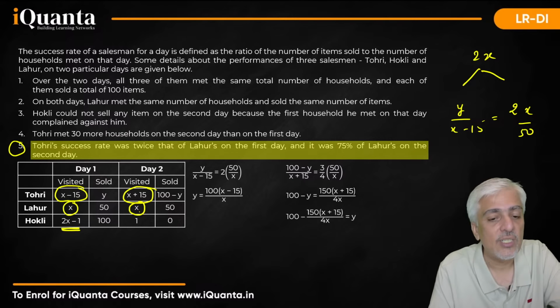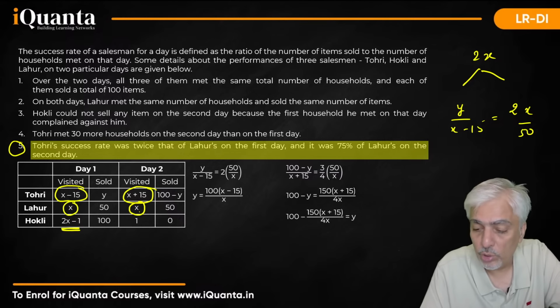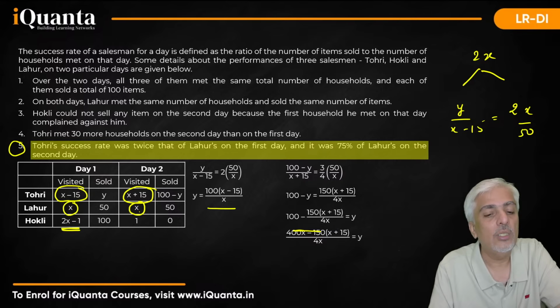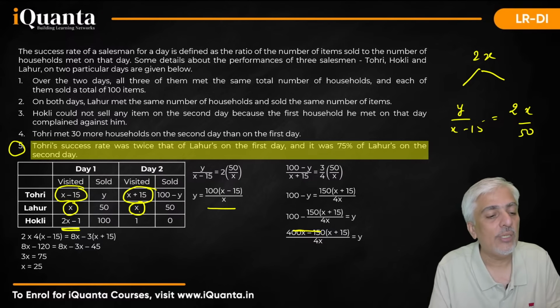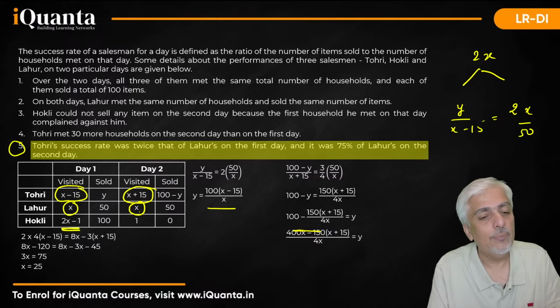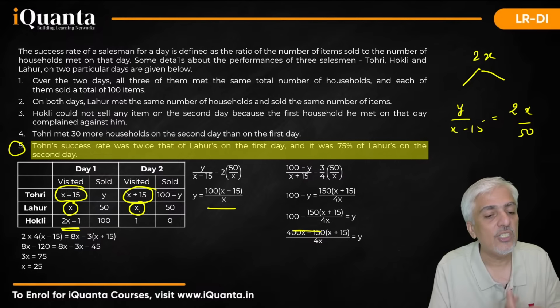We got this equation. Now, equate both the y's. This is also y, this is also y. Equate them both. Obviously, one extra step, the LCM, has been taken. And you start solving it. Once you solve it, you will get obviously one variable, so you will get the answer. X is 25. Put x as 25 in any one of the equations to get y.